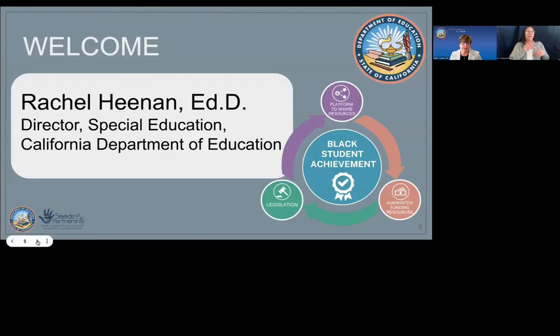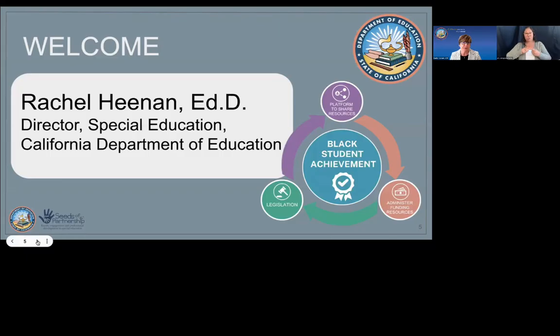Black and African American students are more likely to be disciplined at higher rates, identified for special education at higher rates, and placed in more restrictive settings. So let me be clear, these patterns are not a reflection of our students. They are a reflection of our systems and a call to action really for all of us. So when we see these patterns, we must ask ourselves, are the systems truly serving our students, or do we need to change? Because behind every data point is a student with the right to learn, to belong, and to thrive.